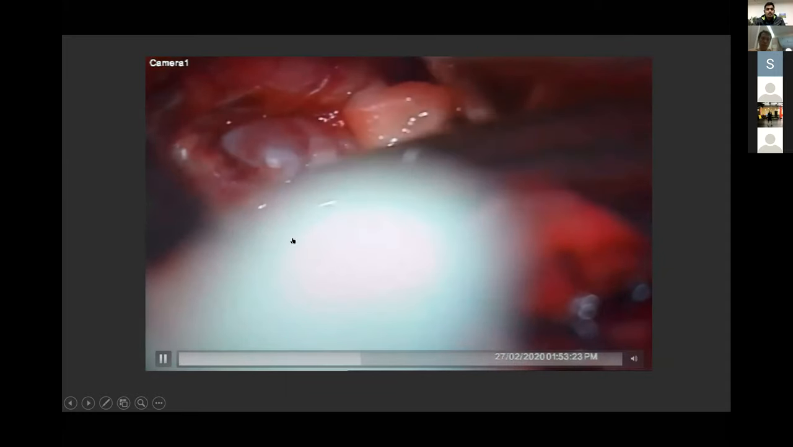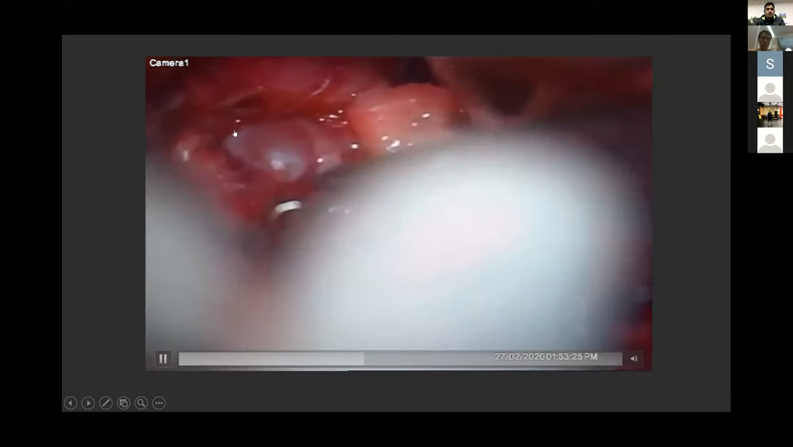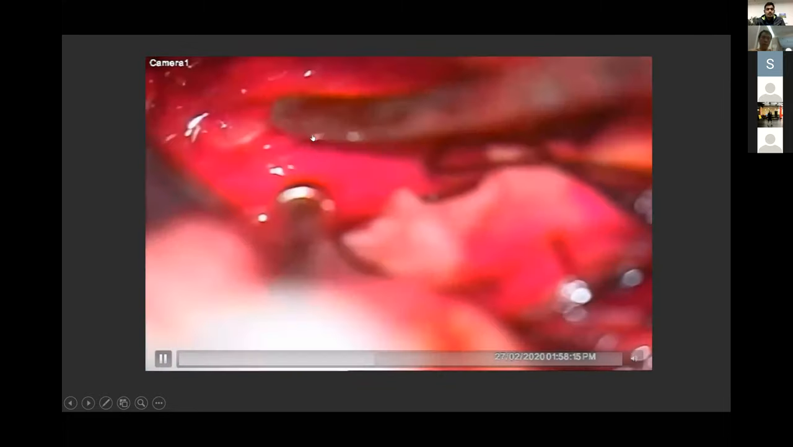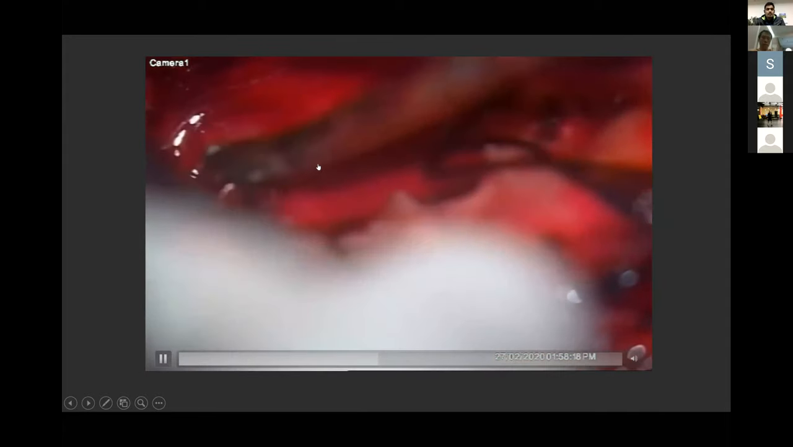And while we are dissecting, we didn't see the contralateral A2 yet. Premature rupture occurred. We were preparing with a pilot permanent clip to put on the aneurysm. But till now, we can see the beginning of the A2, but we are not sure if it is taken in the temporary clip or not.